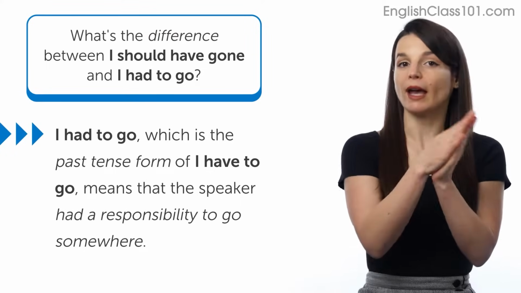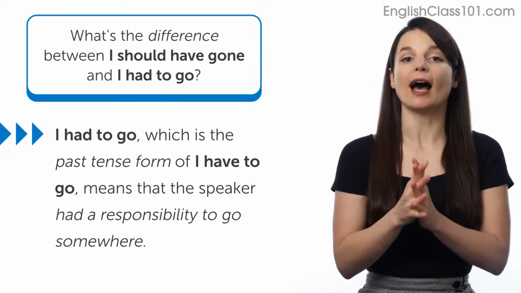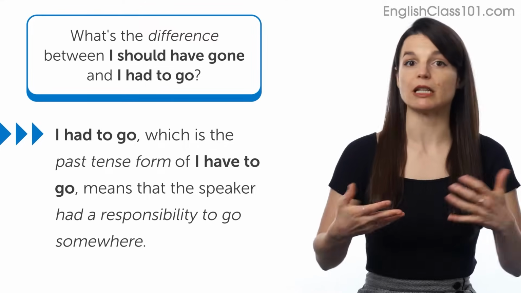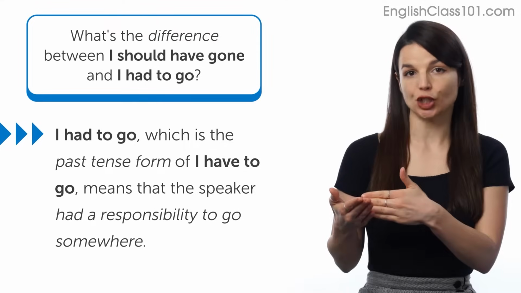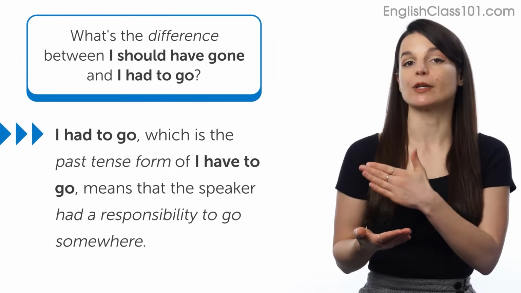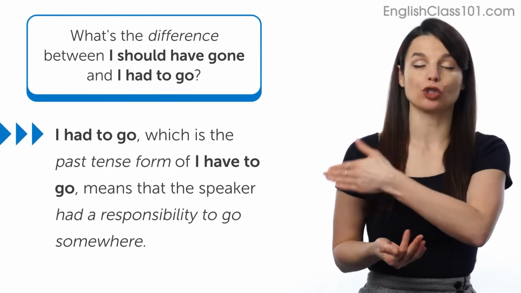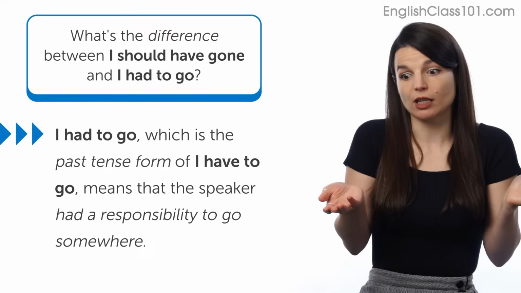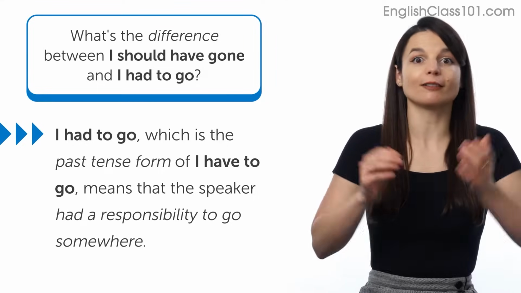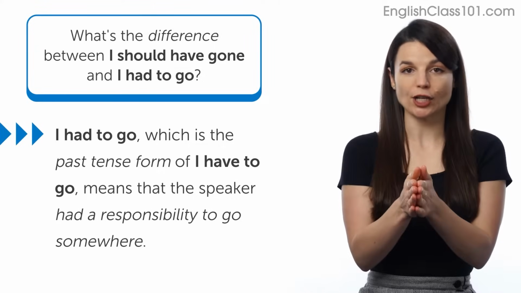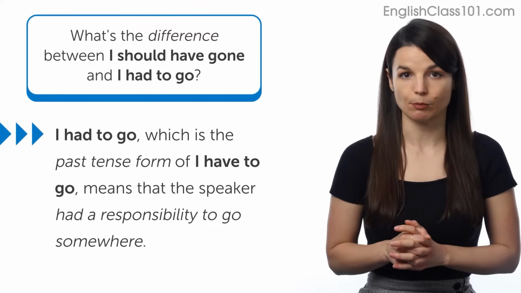So we have the past tense form of that in I had to go. In this case, we can imagine it's an event or a meeting perhaps, right? I had to go means I had a responsibility. There was a responsibility for me to go to the event. If I did not go to the event, I might have gotten in trouble or there might have been a problem. Okay, so I had to go expresses responsibility.